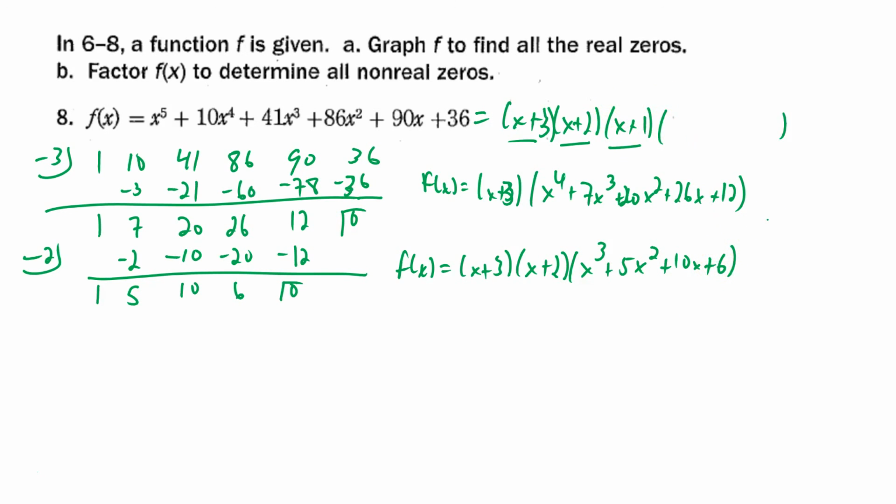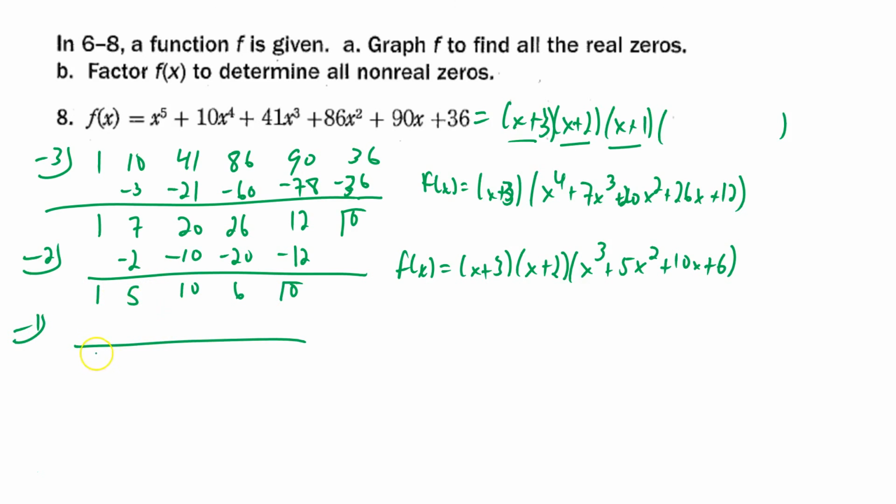And something to note here, you could do this in any order. If you did x plus 1 first, and then x plus 3, and then x plus 2, it doesn't matter. You can do it in any order, it's going to end up giving you the same answer. The intermediate polynomials here would be different, but you'd end up with the same thing. So we're going to throw a negative 1 into the box.